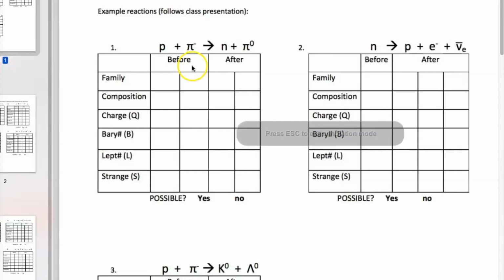Today we're going to look over some example reactions in particle physics. I have three reactions that we're going to do together right now. You can write these down on paper as you go, or you can listen right along to me. You can write them in your Notability file, whatever works for you.